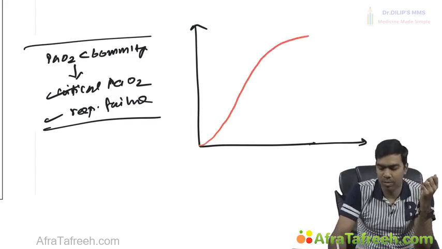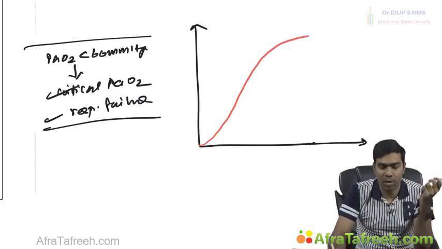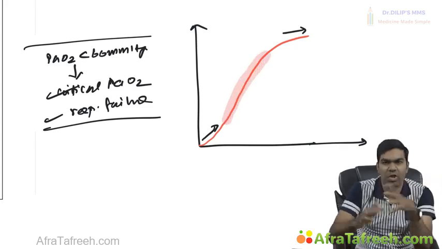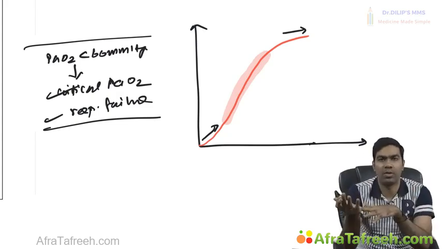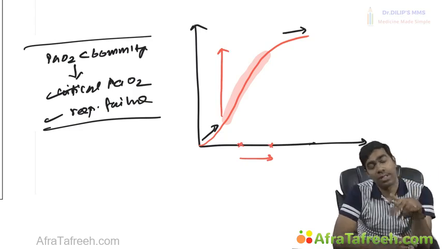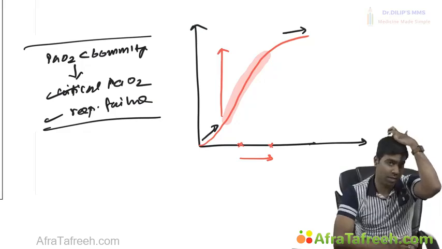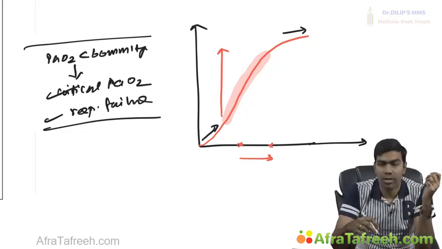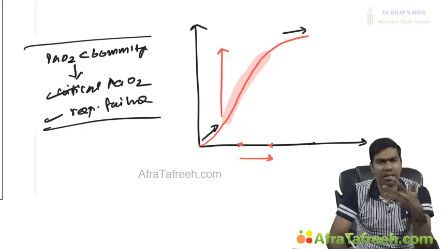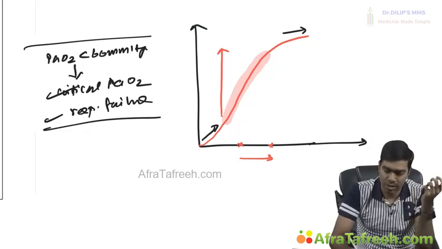I already told you it is sigmoid in shape, initially flat, and later on it will be flat again, and the in-between part is the one that is going to have the maximum change in saturation in comparison to the PaO2 change. So here the PaO2 change is only this much, but your saturation change is that much, which means the delta is going to be very big in this region. Let us assume a patient is suffering from respiratory failure due to some lung issue or some other issue. Initially, let us assume PaO2 is 100.